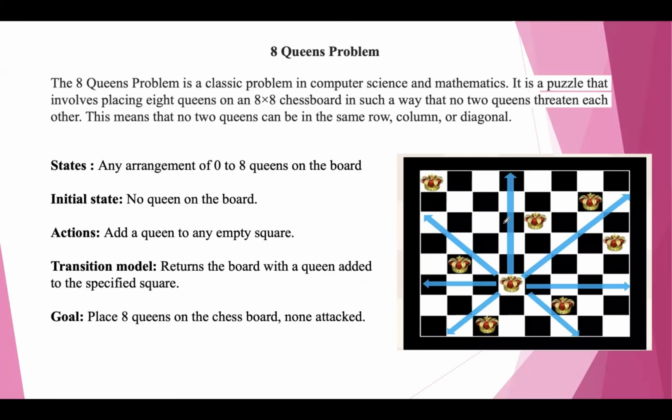Whenever we add a queen, that board will be returned every time. The goal is to place 8 queens on the chessboard and make sure that none of them attack each other. This is the notation after placing all the queens. Here you can see that queens should not be placed on the same row or same column or diagonally.